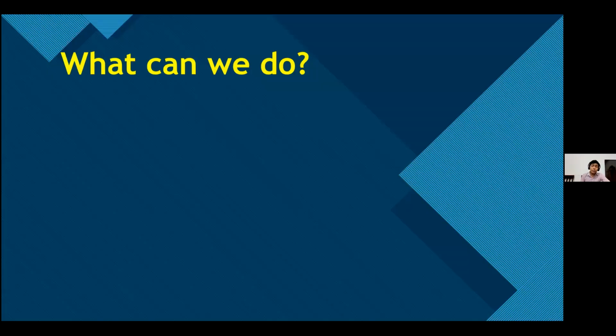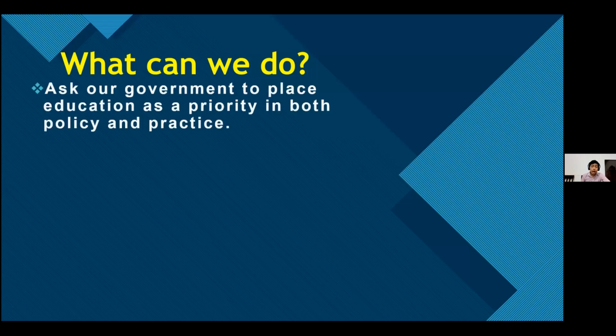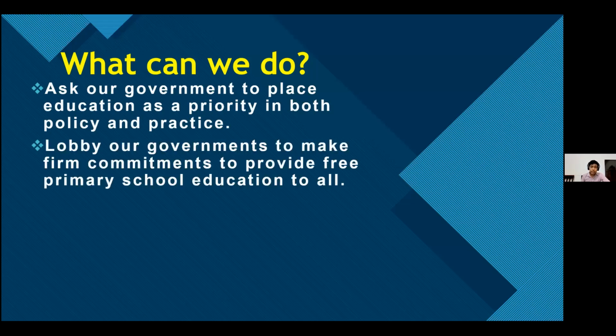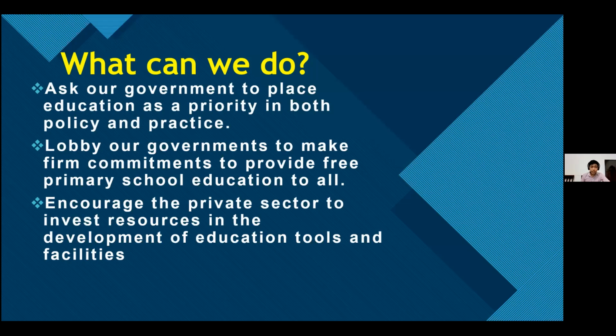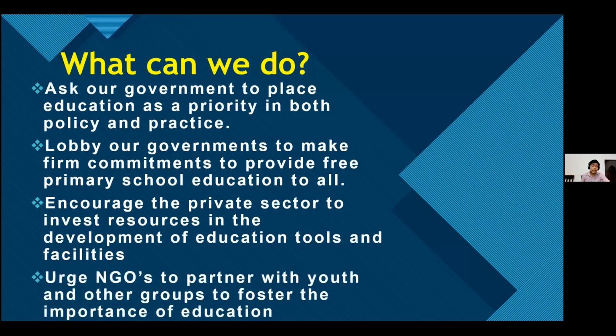So, what can we do to achieve this goal of quality education? Ask our government to place education as a priority in both policy and practice. Lobby our governments to make firm commitments to provide free primary school education to all. Encourage the private sector to invest resources in the development of educational tools and facilities. And finally, urge NGOs to partner with youth and other groups to foster the importance of education. Thank you.